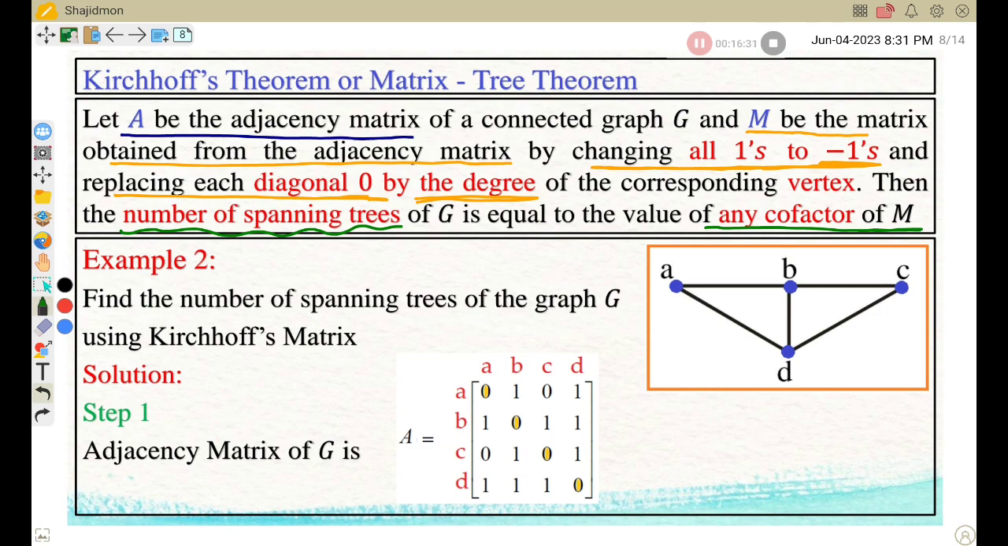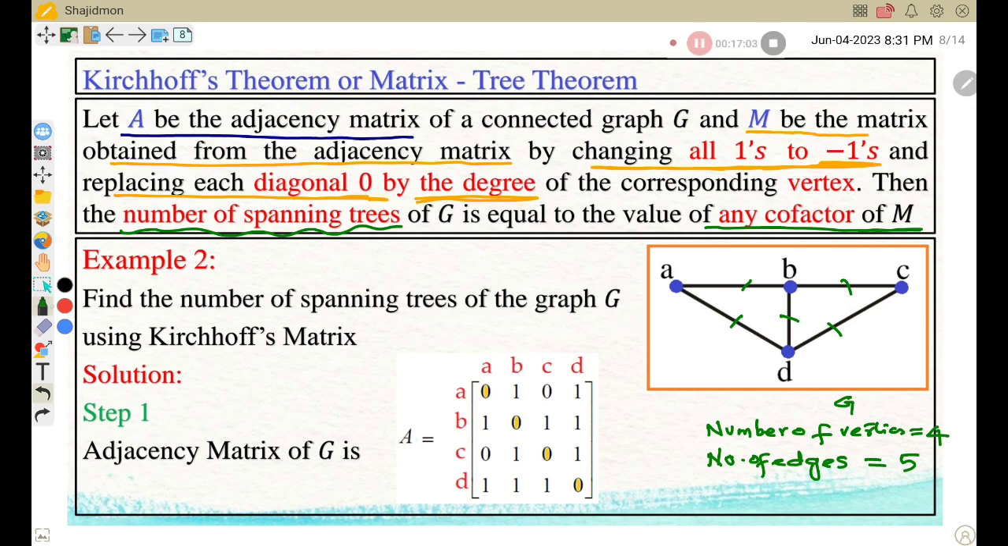So let me go with one example. For example, here this is our graph. One graph is given, with vertices A, B, C and D. We have 4 vertices. So I am writing here: number of vertices equal to 4, and number of edges, correct? You can see how many edges are there: 1, 2, 3, 4, 5 edges. Number of edges equal to 5 here.